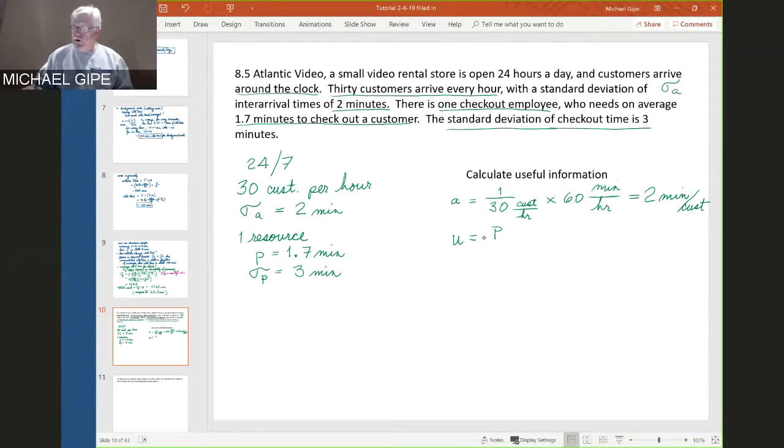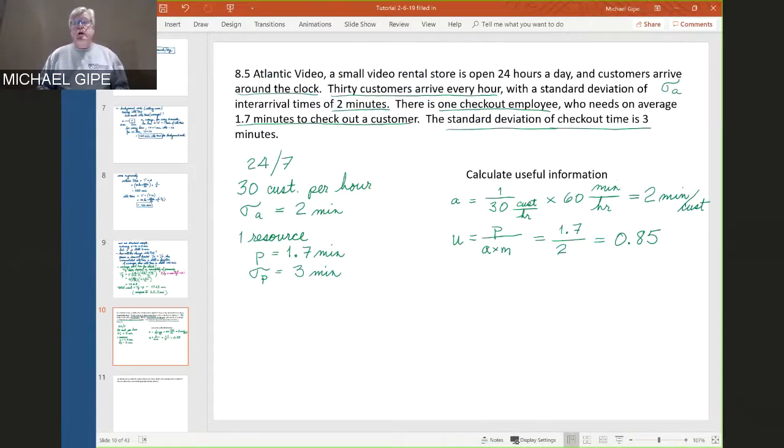Our utilization, remember the utilization, it's the ratio of processing time to inter-arrival time times the number of resources, A times M. But here M is 1, so this is going to be 1.7 processing time divided by the 2 minutes per customer inter-arrival time. That's going to be a utilization of 85%.